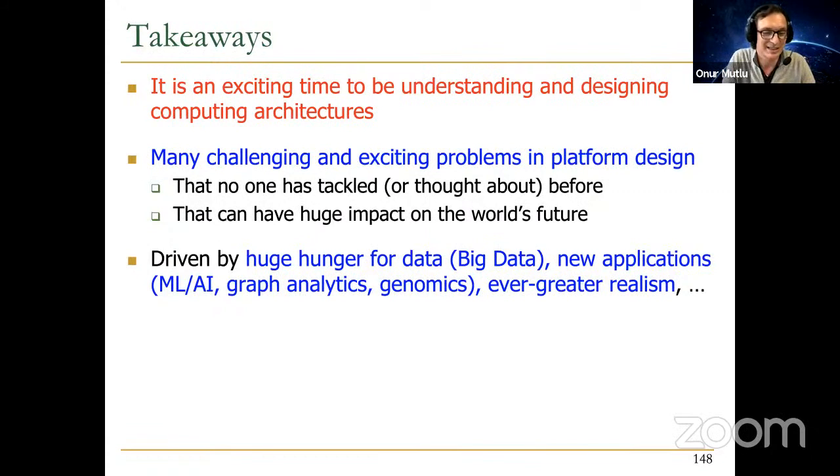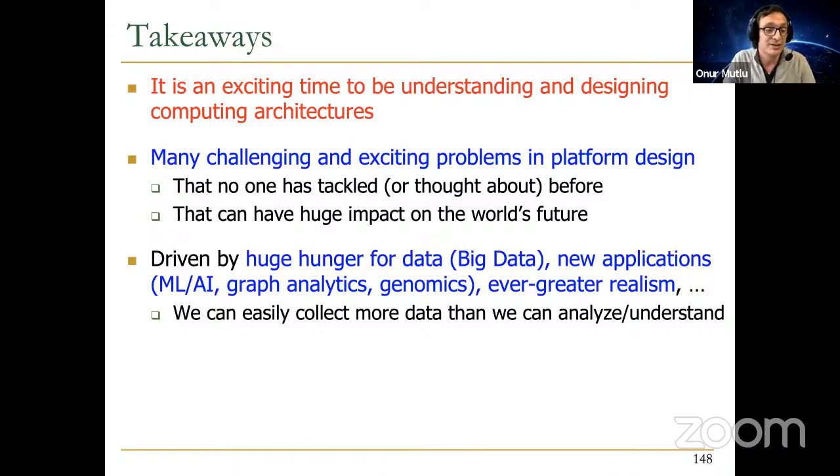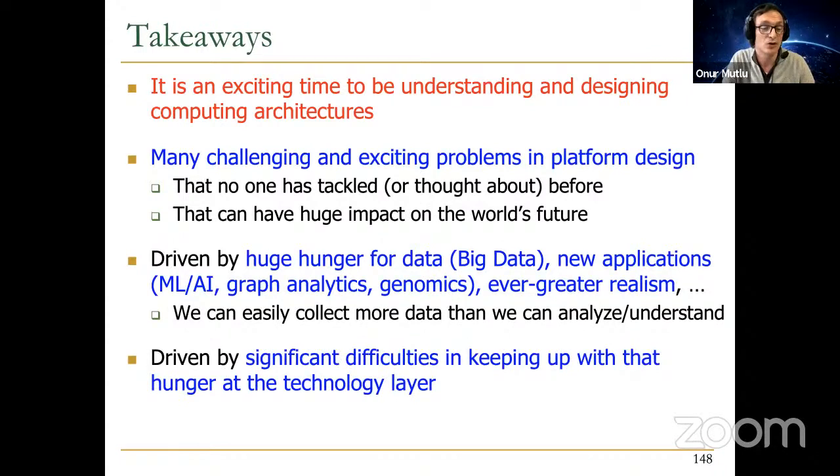So bad reasons should really not deter us from developing the technology. We just need to be careful about how we are protected against those bad reasons, right? That's why privacy and security are very important. So there's a huge hunger. There are new applications, as we discussed. There's a need for even greater realism. And we can today easily collect more data than we can analyze and understand. And that's straining our platforms a lot.